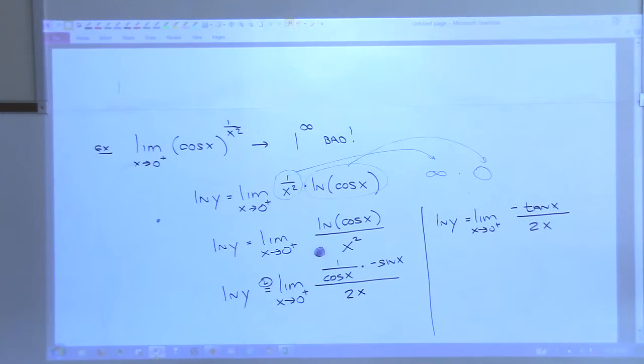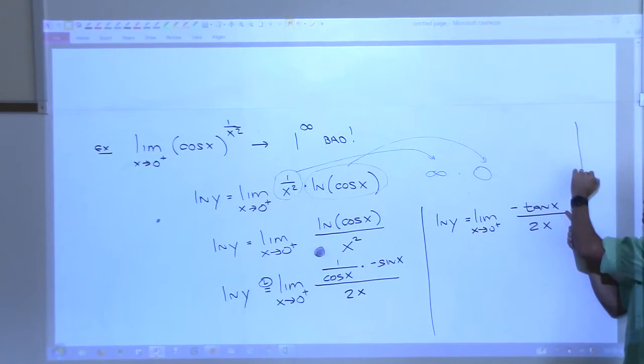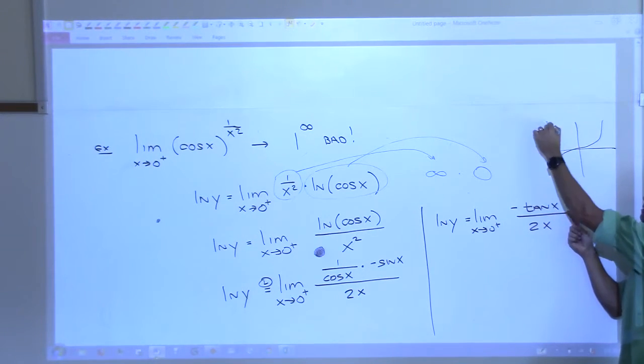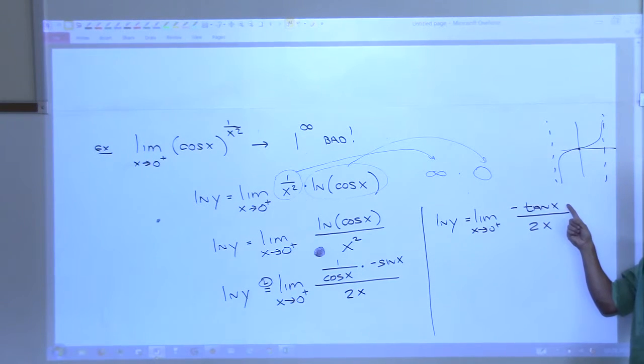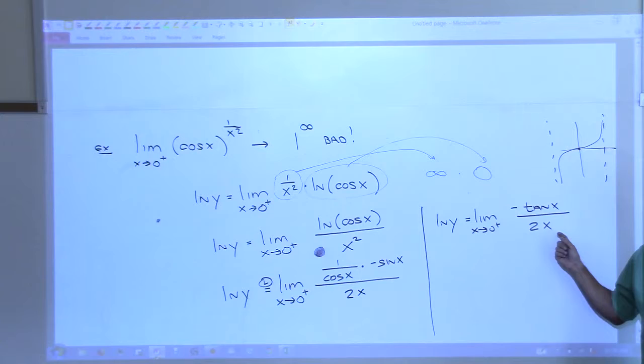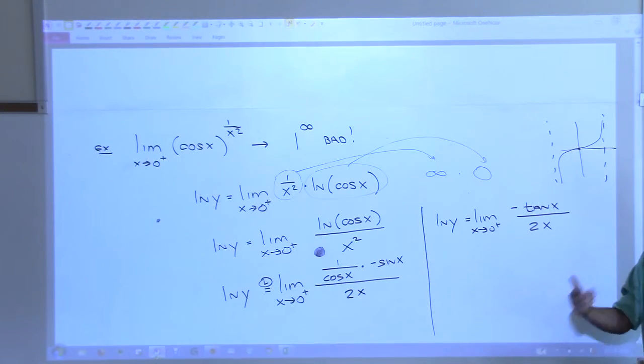Let x go to 0 again. What's tangent of 0? What's tangent of 0? 0. There's your tangent function. Tangent of 0 is 0. On the bottom, we're getting 0. 0 over 0 still. L'Hopital again. Okay?